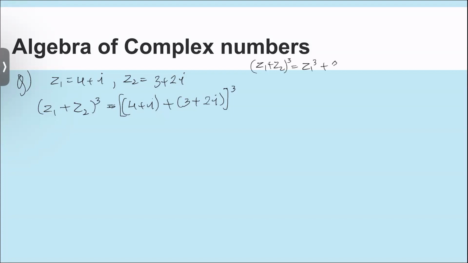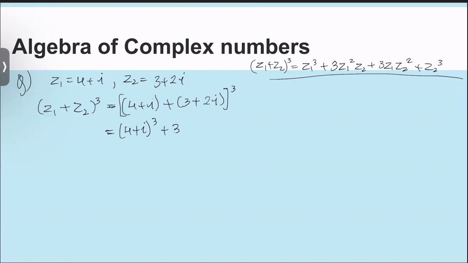that (Z1 plus Z2) the whole cube equals Z1 cube plus 3 Z1 squared Z2 plus 3 Z1 Z2 squared plus Z2 cubed. Okay, so this is the identity that we will use. So in those terms, what we will get is (4 plus i) cube plus 3, oh sorry, 3 to keep out, and then you have Z1 squared, so (4 plus i) squared, and then (3 plus 2i). And then you have 3 Z1 Z2 squared, so you will get 3 times (4 plus i), then Z2 squared would be (3 plus 2i) squared. Okay, and then you have the last term, that is (3 plus 2i) cube.